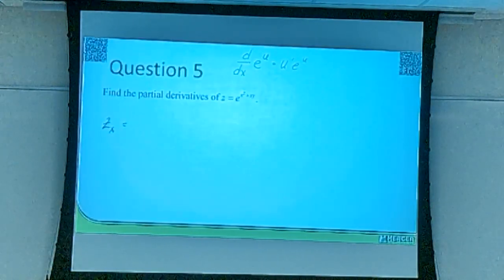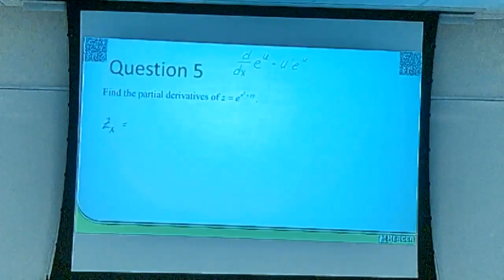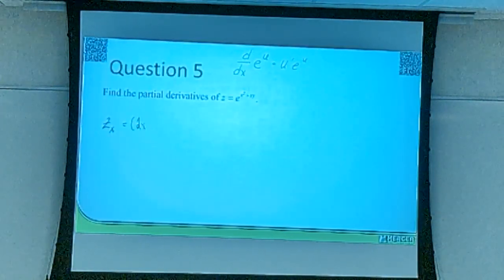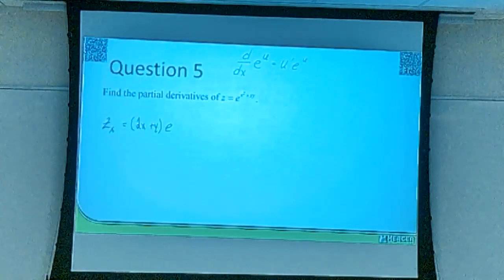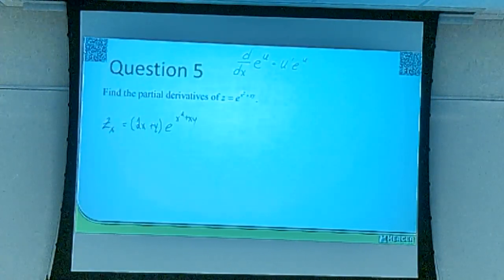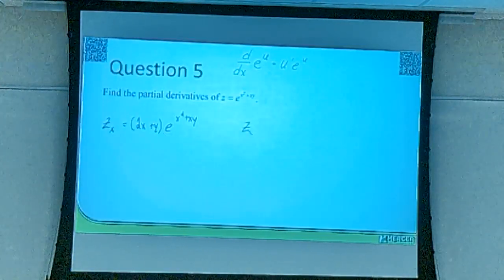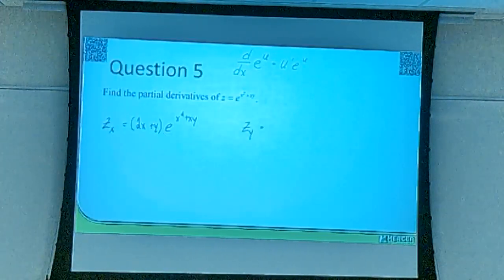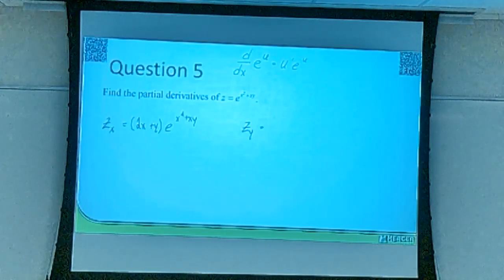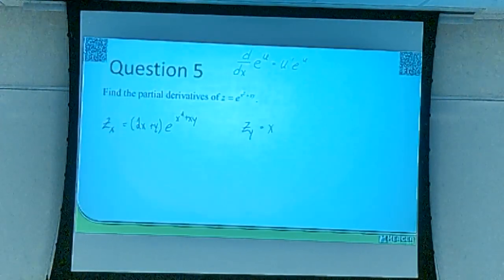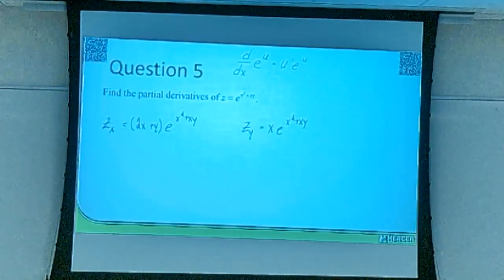Partial with respect to x. Again, you're going to need that u prime. What's the derivative of the exponent with respect to x? 2x plus 1, and then e to the x squared plus x. There's your partial with respect to x. And what about for y? It's just x, and x squared is a constant with respect to y.